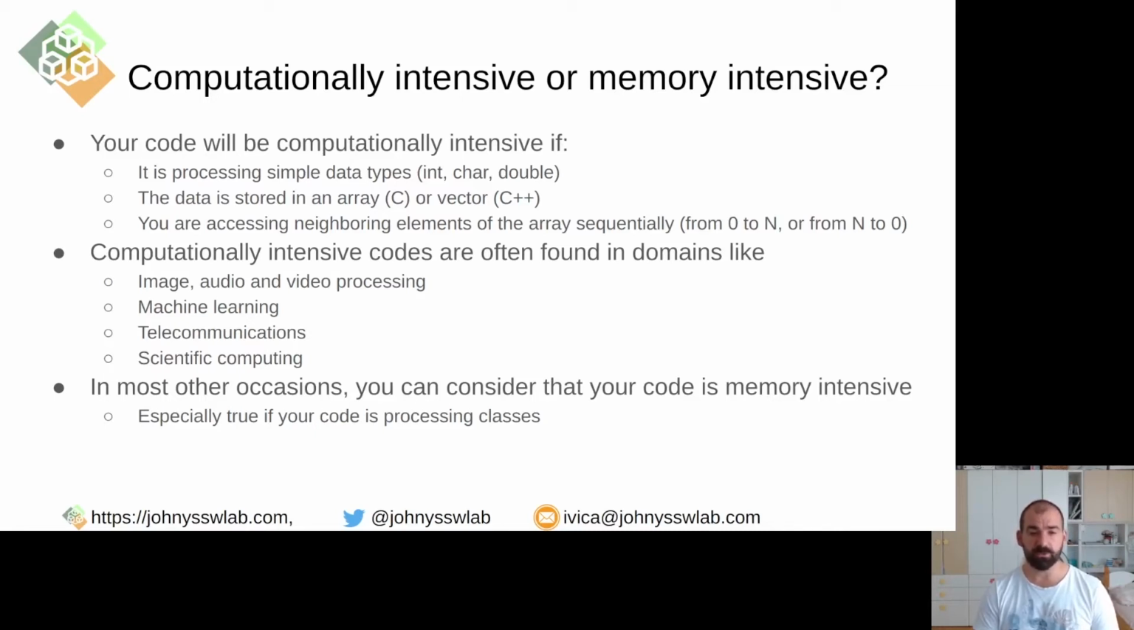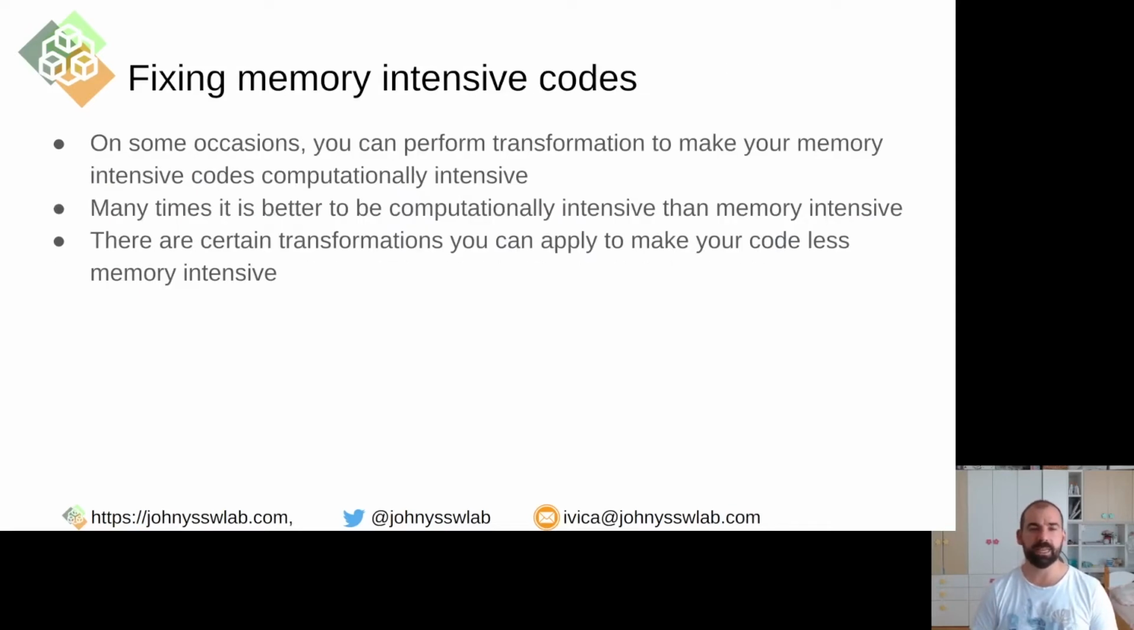This is especially true if your code is processing classes, even more so if classes are large. So if your code is processing classes, even if they're stored in an array, it is probably memory bound. This slide is about fixing memory intensive code. We prefer code to be computationally intensive rather than memory intensive. Why? Because memory is slower than the CPU. So if your code is memory intensive and there is a way to make it computationally intensive, that is the right way to go. There are some transformations that you can make to make your memory intensive code computationally intensive.